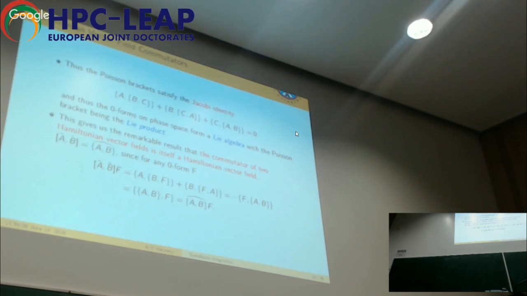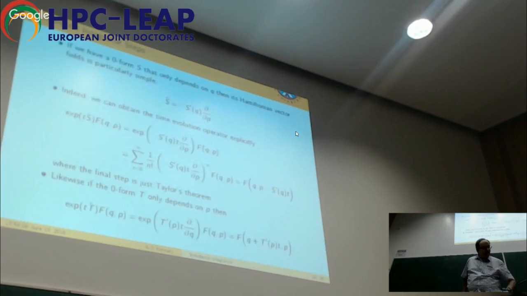But this relation is true for any F, so it must follow that the commutator of two Hamiltonian vector fields is a Hamiltonian vector field, and moreover, it corresponds to the zero form which is the Poisson bracket of A and B. Okay? So this is the key result that we need. The commutator of two Hamiltonian vector fields is the Hamiltonian vector field corresponding to the Poisson bracket of those functions. So Poisson brackets have some very nice properties. Now we can finally get back to symplectic integrators, having left the jungle of differential geometry.